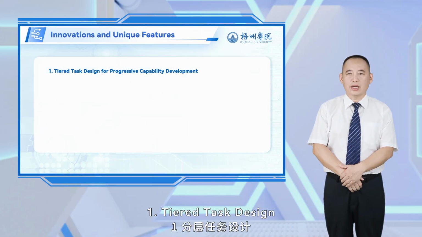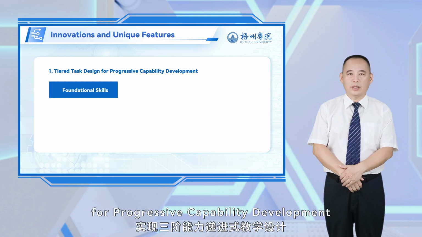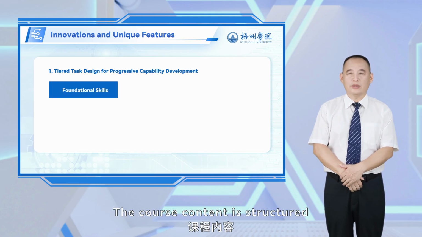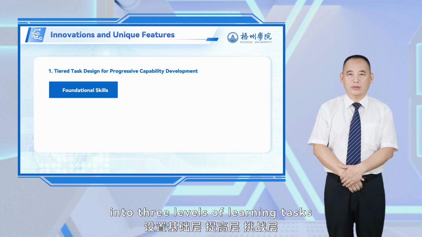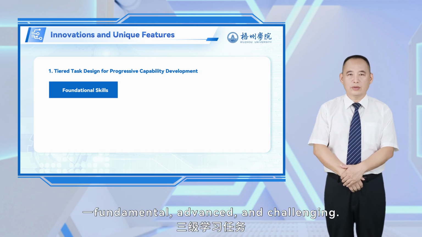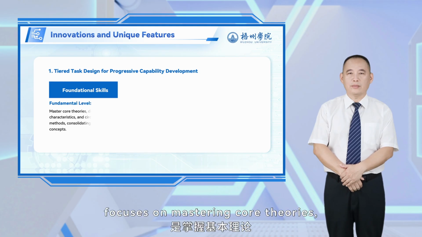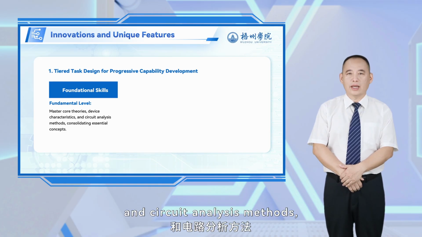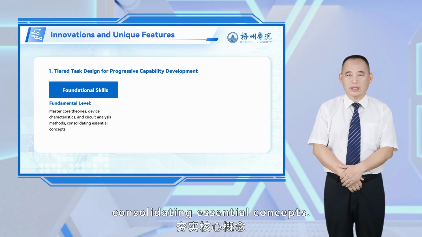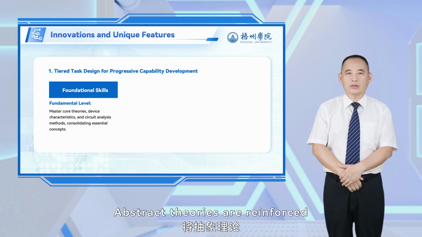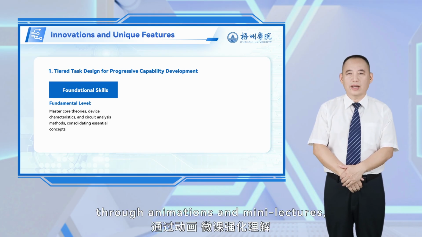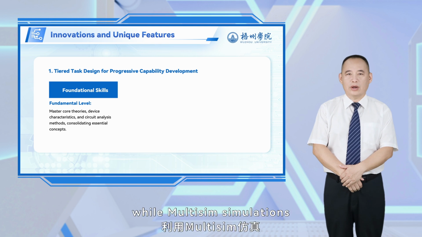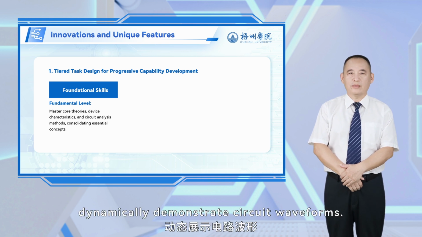1. Tiered task design for progressive capability development. The course content is structured into 3 levels of learning tasks: fundamental, advanced, and challenging. Fundamental level focuses on mastering core theories, device characteristics, and circuit analysis methods, consolidating essential concepts. Abstract theories are reinforced through animations and mini-lectures, while Multisim simulations dynamically demonstrate circuit waveforms.